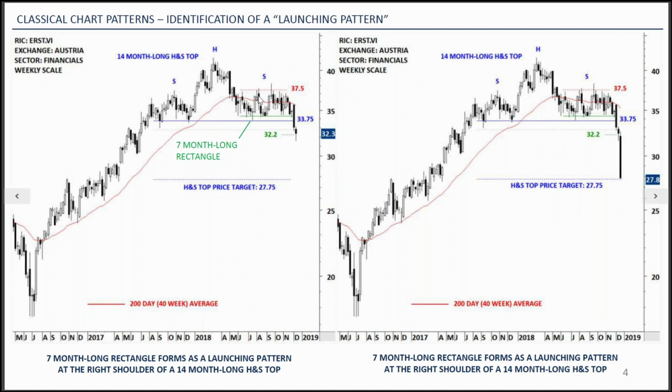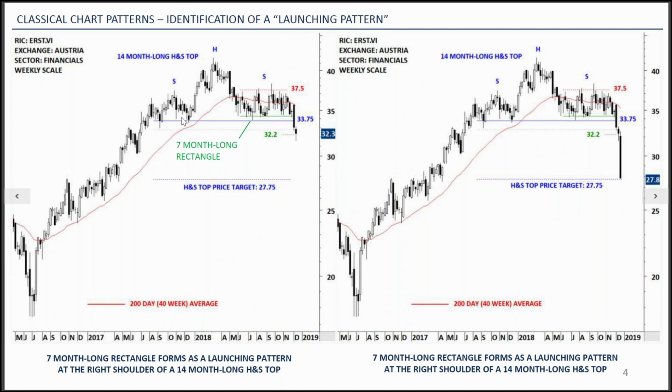One, you can play the 7-month-long rectangle breakdown. Two, you can prepare yourself for the major reversal and play the 14-month-long head and shoulder top. But what we want to see with the launching pattern is a much lower risk entry point at the time of the breakout from the shorter duration chart pattern.